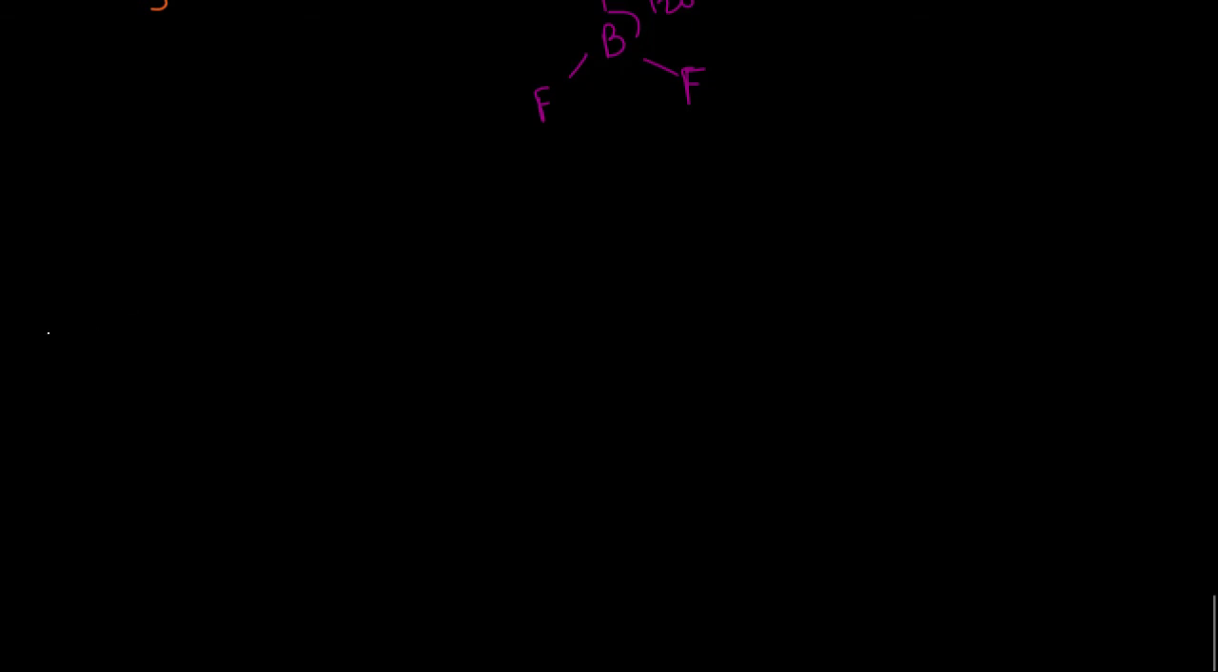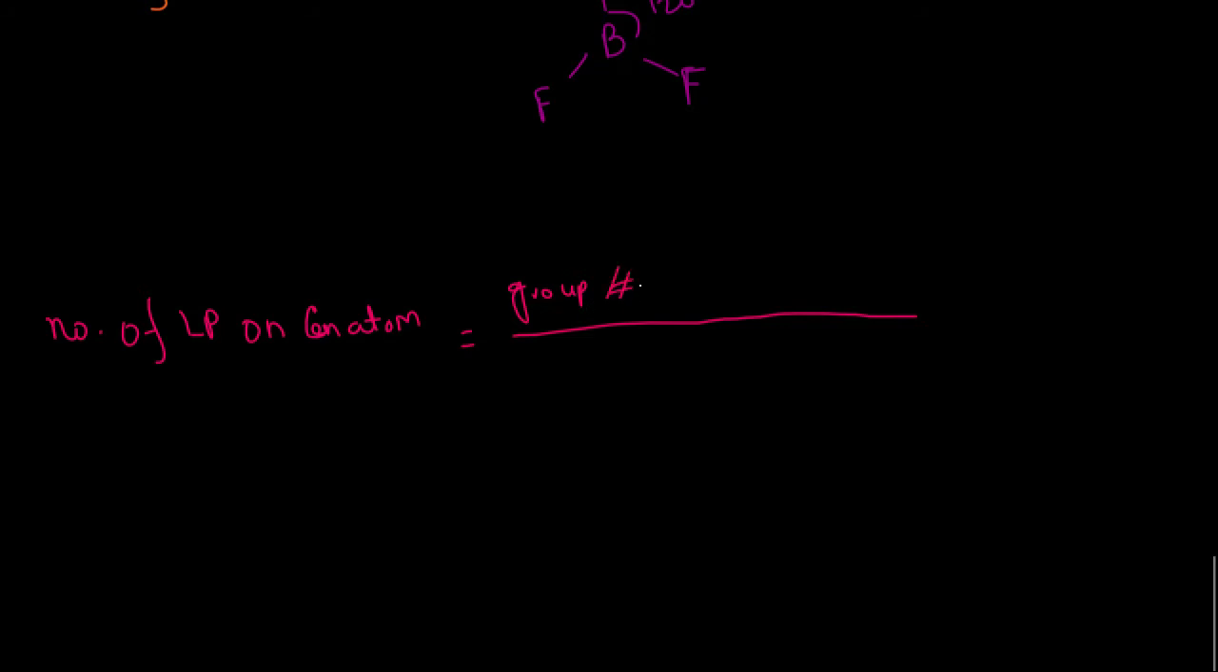Basically, we have a formula. It's pretty straightforward. The number of lone pairs, I'm just going to write LP, on the central atom, is going to be the group number on the periodic table of the central atom, minus the number of bonds formed, divided by 2.